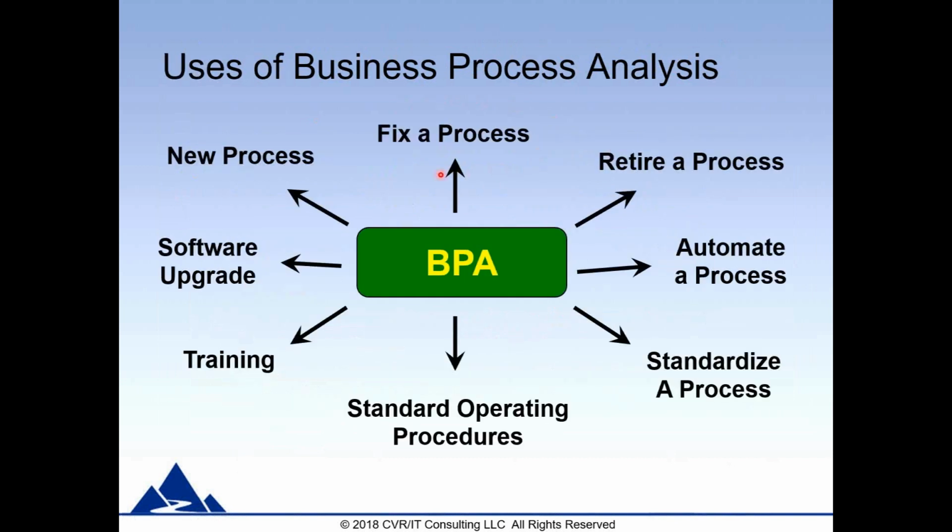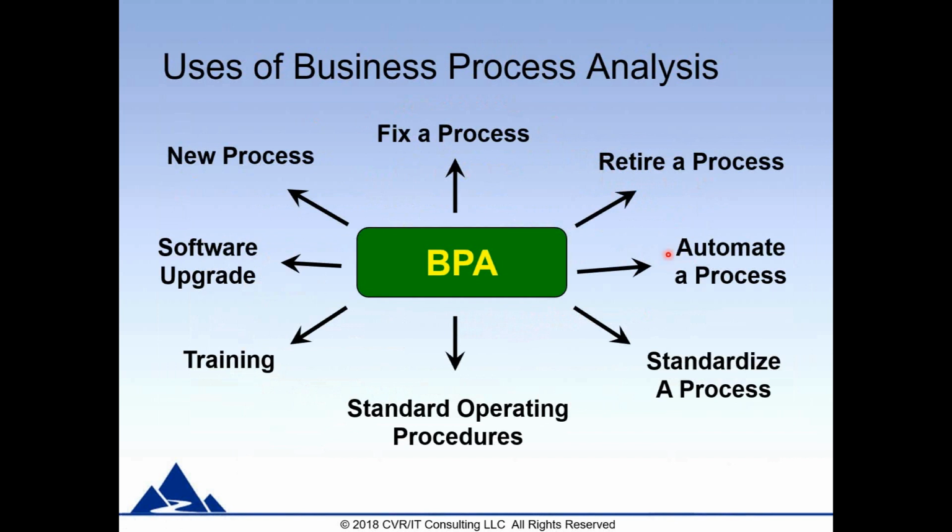You know, obviously we can fix a process. If a process is broken, if things are not working, we can use business process analysis, wade in, discover the root cause of the problem, and include a fix. We can sometimes discover that we need to retire a process. We no longer want to do this line of work. And we would use business process analysis to help us do that in a rational way.